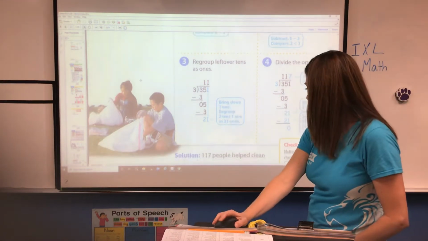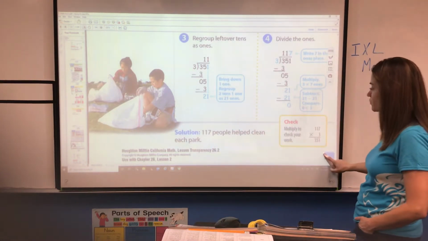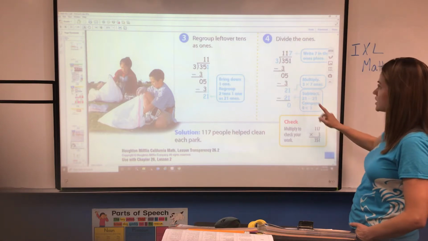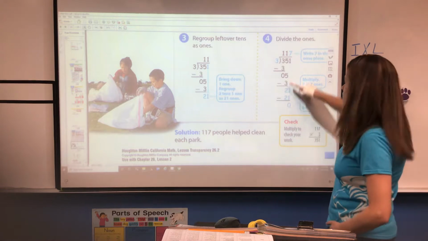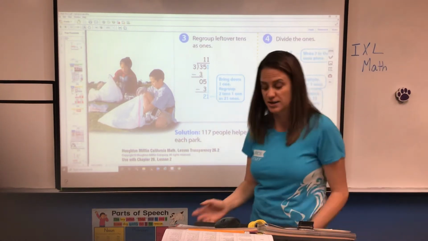They give you the little box at the bottom, just a friendly reminder that the way you could check your work is by multiplying the quotient times the divisor, and you should get the dividend as an answer, which they did here, 351, and that's how they know they did the problem correctly.